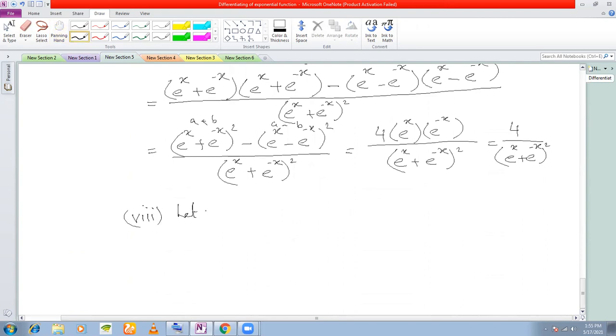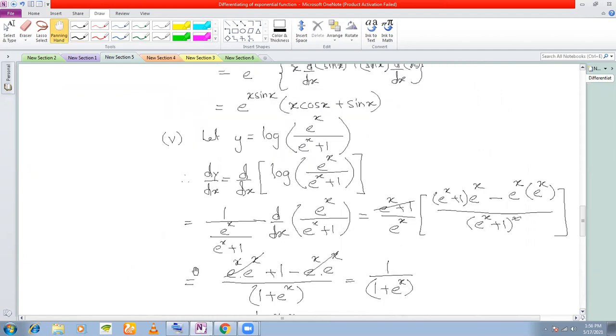And number 8 is e to the power of e. You say let y is equal to e to the power of e. But what is e to the power of e? Yes, sir. e is a constant. Therefore, e to the power of e is also a constant. Therefore, dy/dx has to be 0.